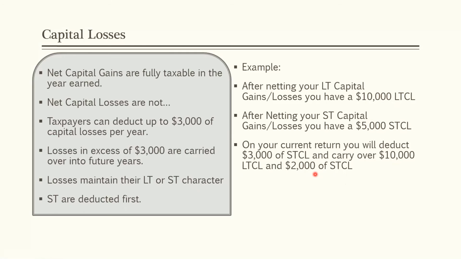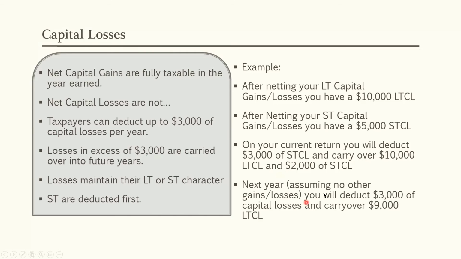Next year, if you have no other gains or losses, you'll deduct the remaining $2,000 of this and $1,000 of this to max out at your $3,000, and then you'll carry $9,000 of a long-term capital loss into the future years.